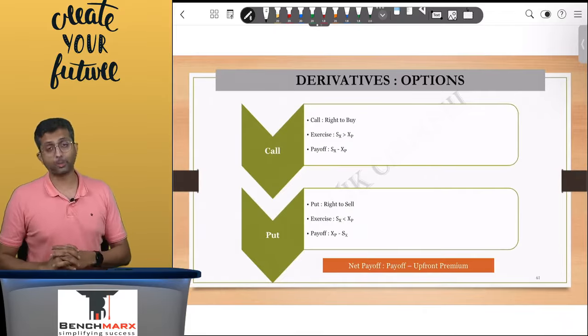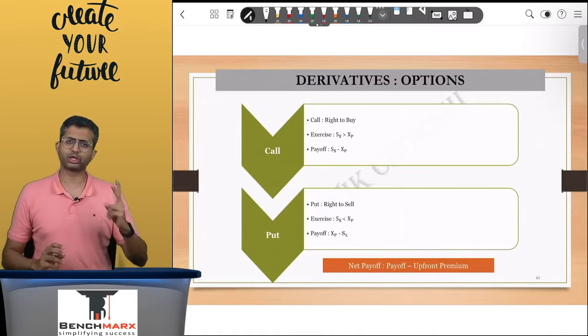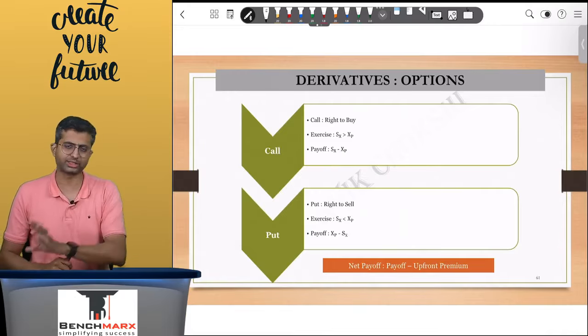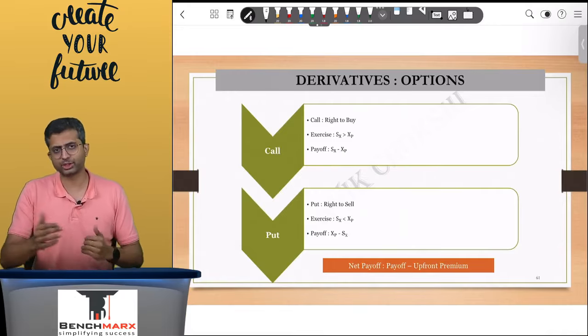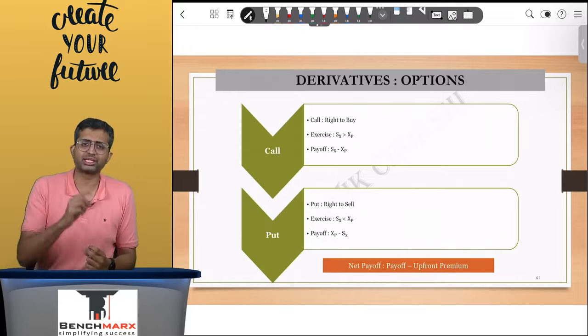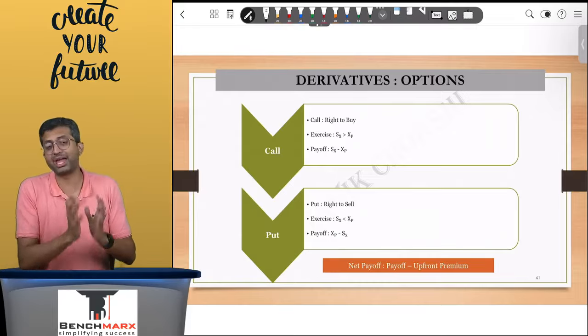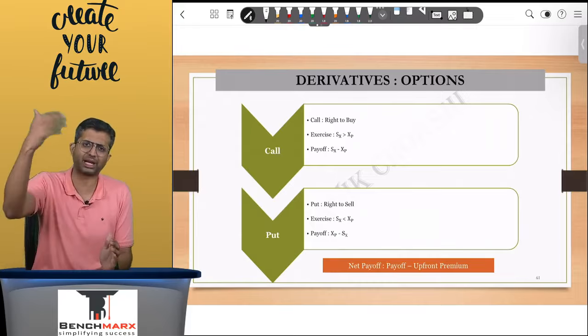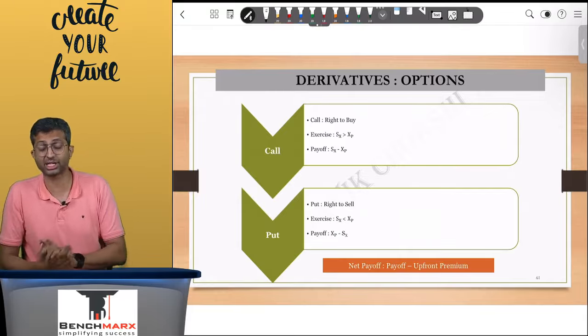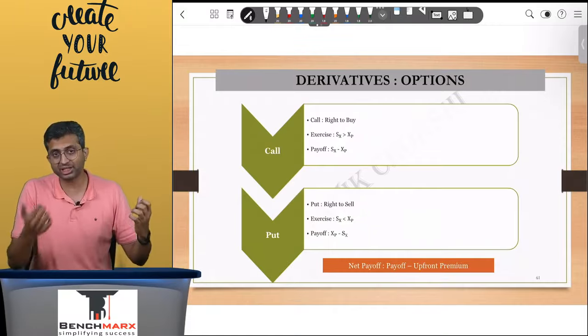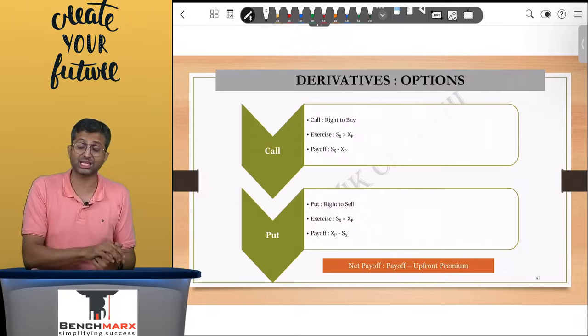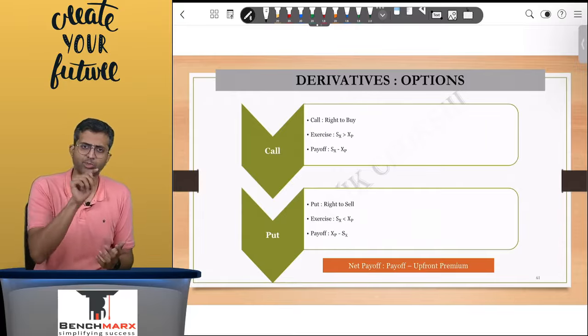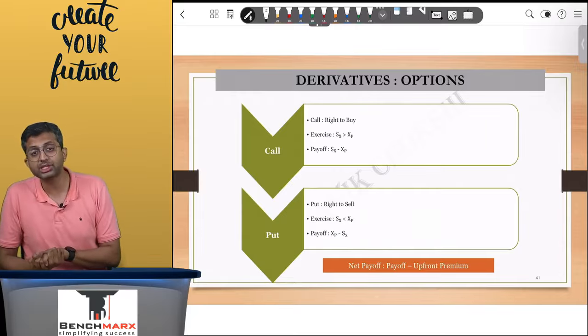Next, you can have options. So in options, first of all, there are two types of options. There is the call, there is put. Call is the right to buy, put is the right to sell. Call option will be exercised typically when the price increases. It is a bullish position. So if the price increases, call option typically gets exercised. So if your spot at expiry is greater than the exercise price, then the call option is exercised, and the payoff for the holder is the spot at expiry minus the exercise price.